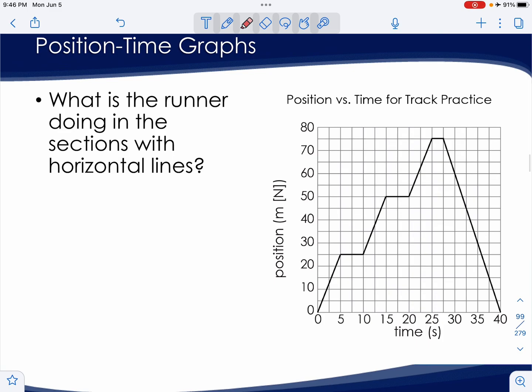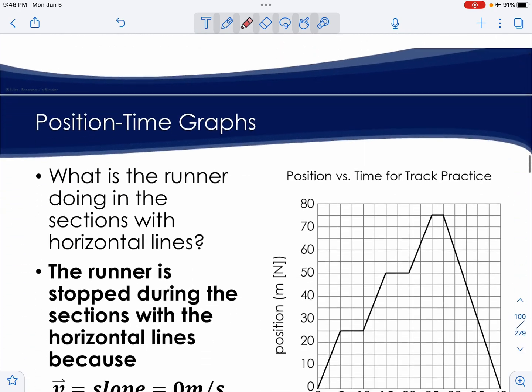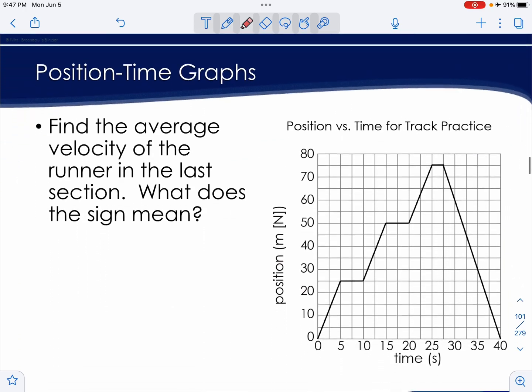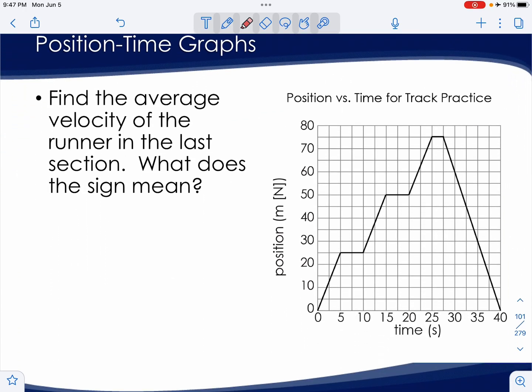So what is the runner doing in the sections with horizontal lines? I think you know this already. The runner is stopped during the sections with the horizontal lines because there's no slope there. The velocity is 0. So that just shows that the runner is stopped. Find the average velocity of the runner in the last section. What does the sign mean?